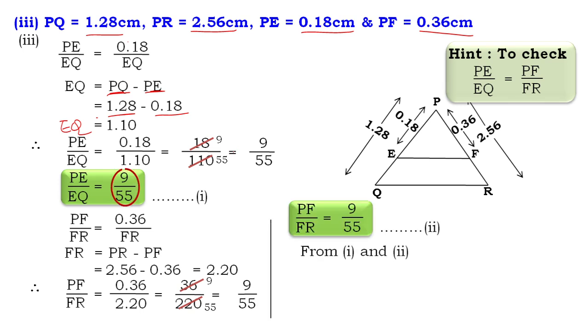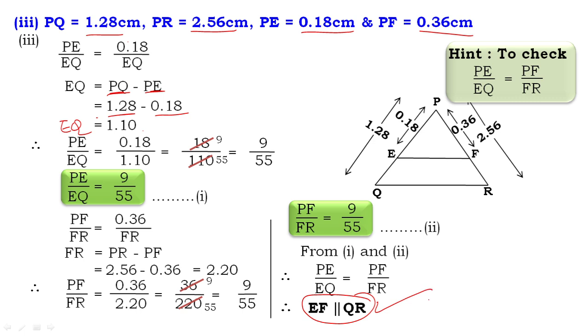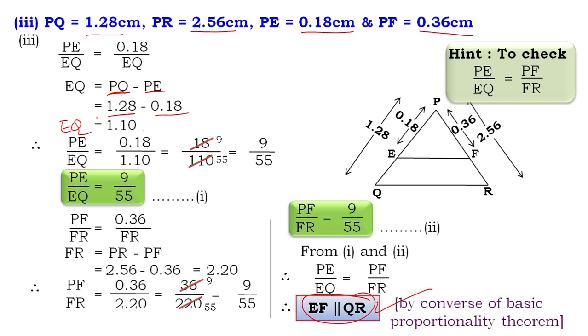Observe here, from equation 1 and 2 both are equal. Then we can say that PE by EQ is equal to PF by FR. Therefore EF is parallel to QR. In this manner we have to solve the problem by the converse of basic proportionality theorem.